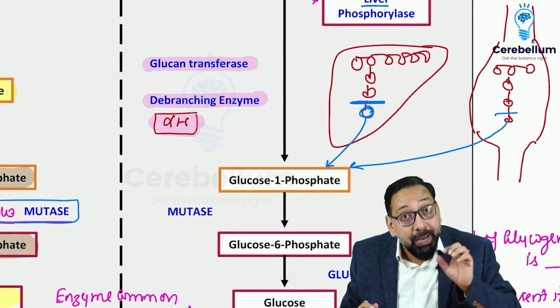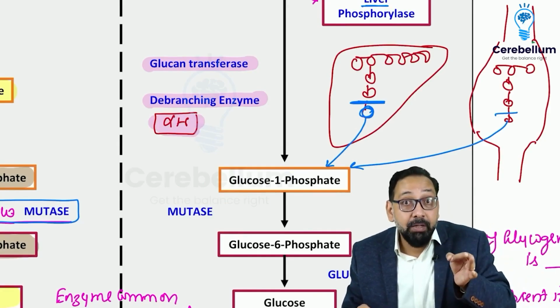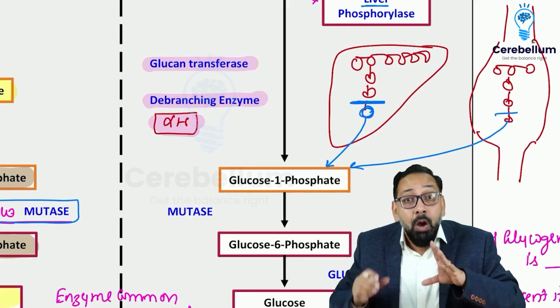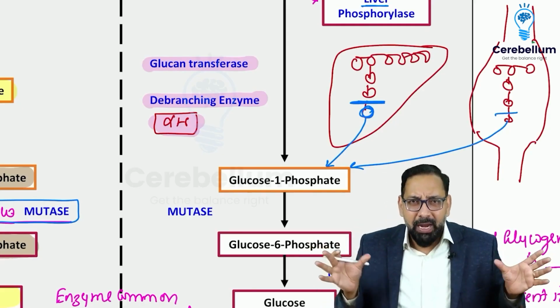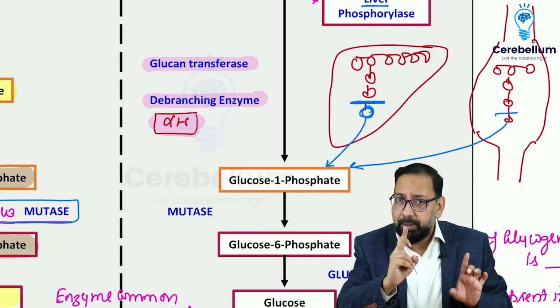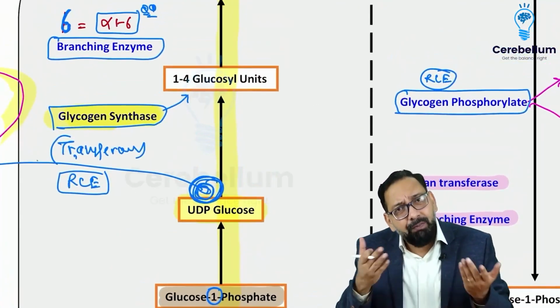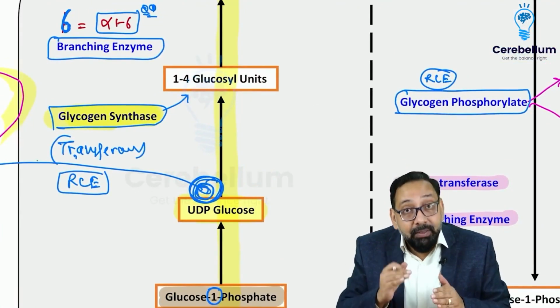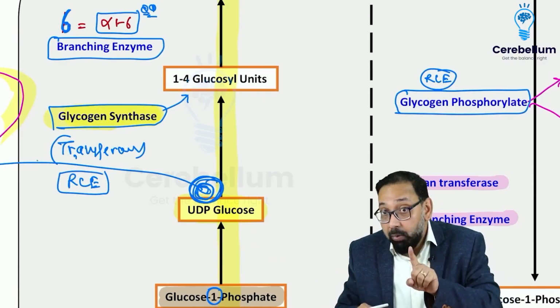Question is asked: the branching enzyme forms which bond? Alpha 1,6. The debranching enzyme cuts which bond? Alpha 1,6. Other than branching and debranching enzymes, all other enzymes make or cut alpha 1,4 bonds. Remember this point. So if I ask which bond glycogen synthase makes, you know it is alpha 1,4.